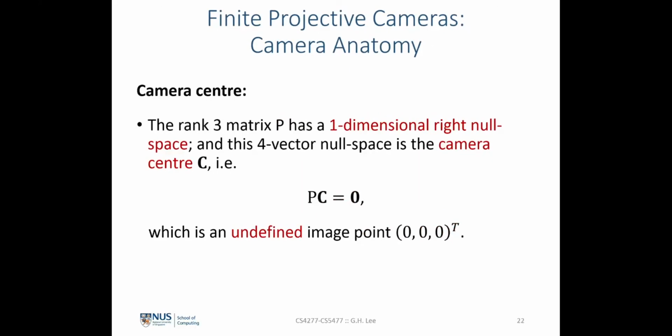So of course, the first thing that we can define from a finite projection camera is the camera center, and we can see that this camera center has to lie in the null space of the camera projection matrix, which is given by PC equals 0. And what this simply means is that the camera center is going to be projected into an undefined point, where this undefined point is going to be at 0, 0, 0.